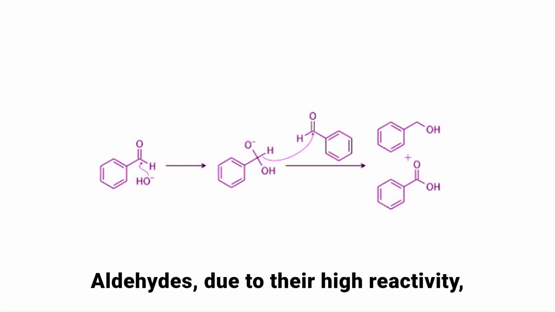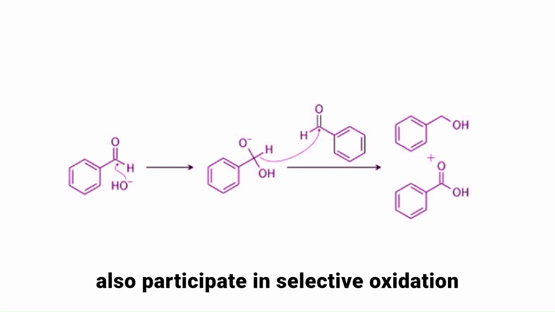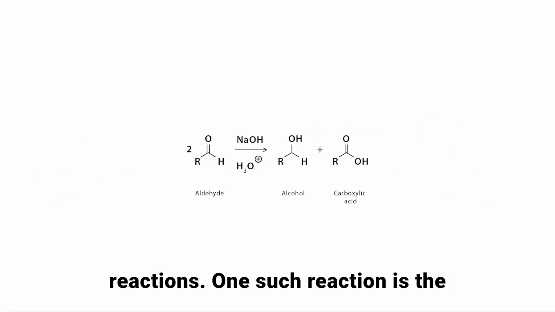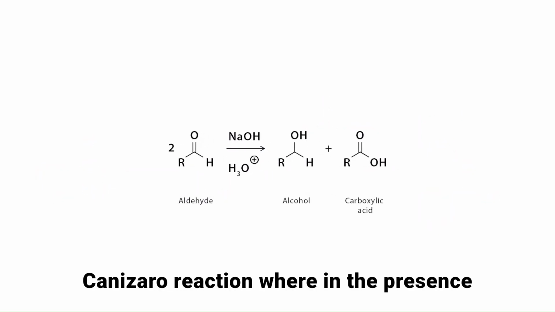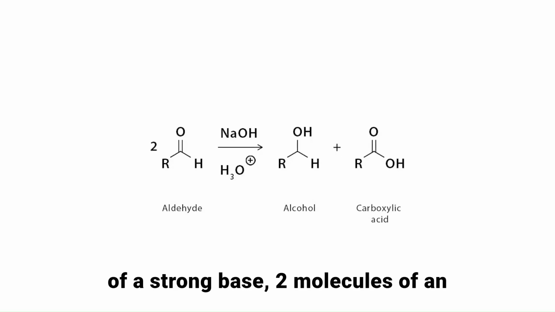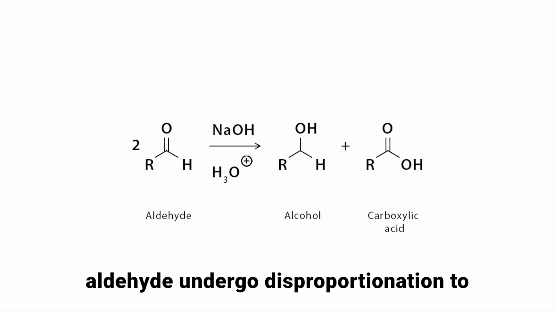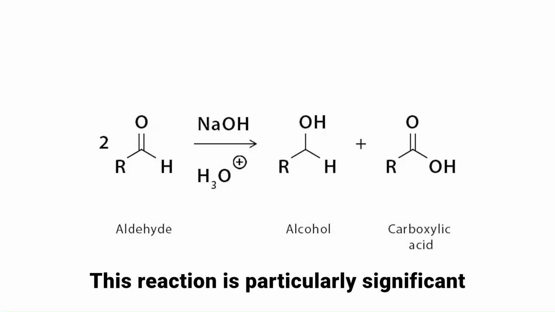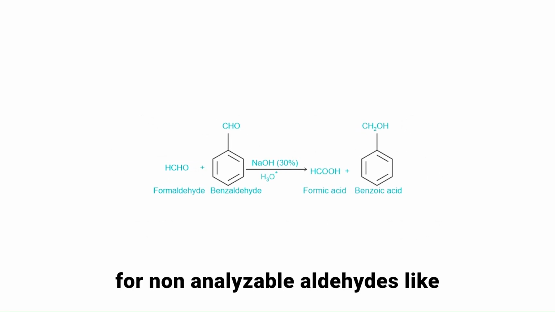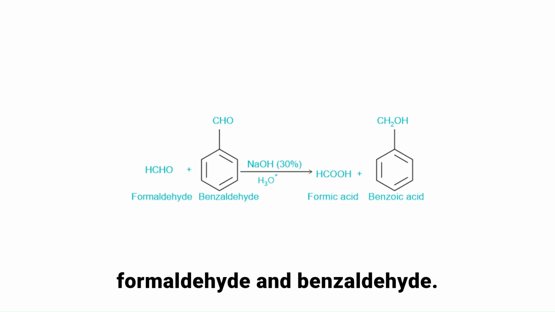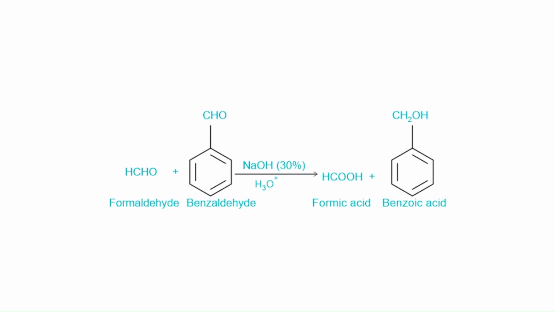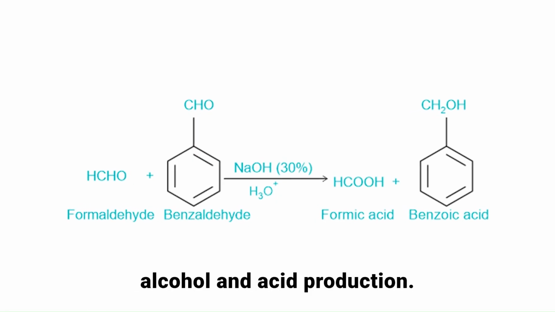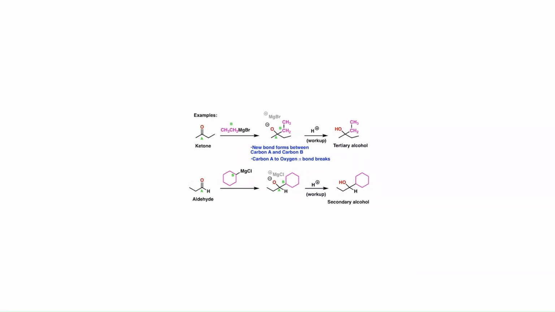Aldehydes, due to their high reactivity, also participate in selective oxidation reactions. One such reaction is the Cannizzaro reaction, where in the presence of a strong base, two molecules of an aldehyde undergo disproportionation to yield an alcohol and a carboxylate salt. This reaction is particularly significant for non-enolizable aldehydes like formaldehyde and benzaldehyde. Understanding such reactions helps in designing industrial processes for alcohol and acid production.